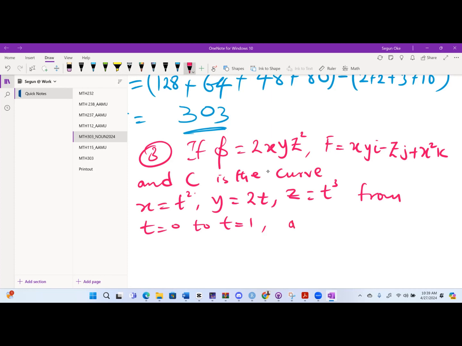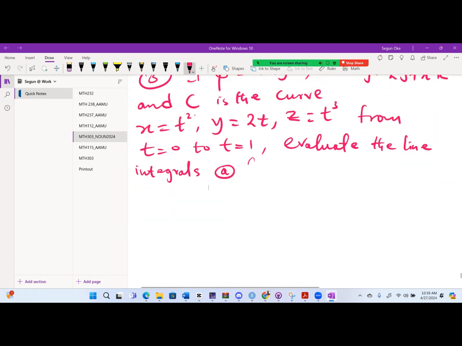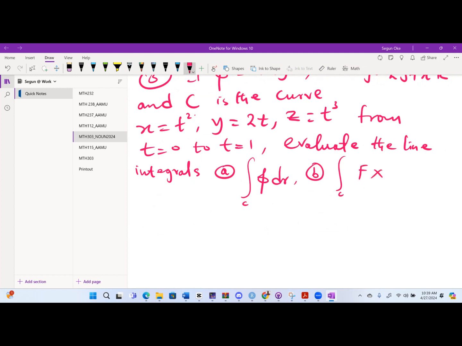The question is to evaluate the line integral: A, the integral over C of phi dr, and B, the integral of F cross dr.